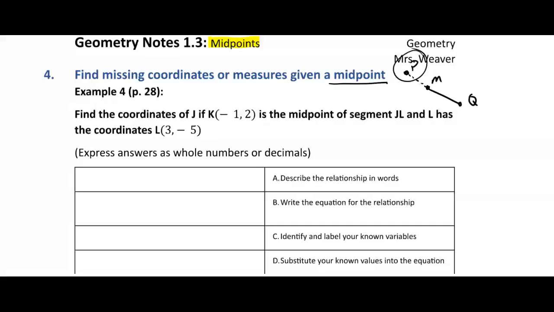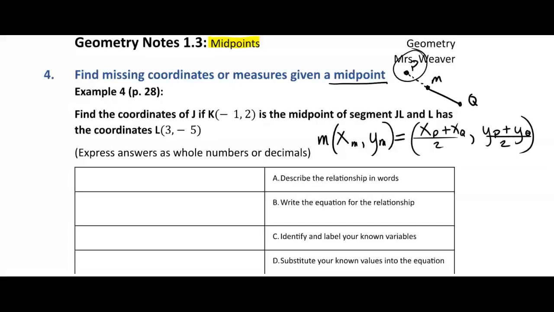We're going to use the same formula, and I'm going to use this format where our midpoint, x of my midpoint, y of my midpoint, is equal to the x coordinate of my first point plus the x of my second, divided by 2, comma, the y of my first plus the y of my second, divided by 2. This is the format I'm going to use where it's clear where each x and y is coming from. So our first step is to describe the relationship in words.